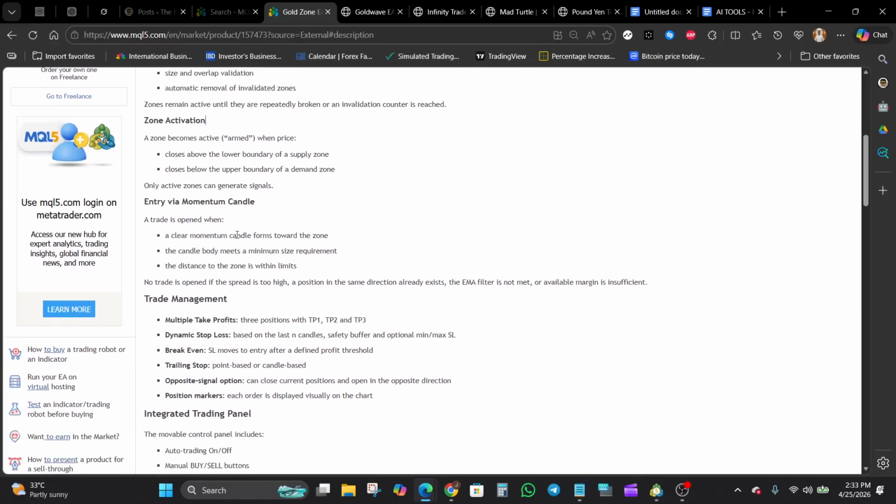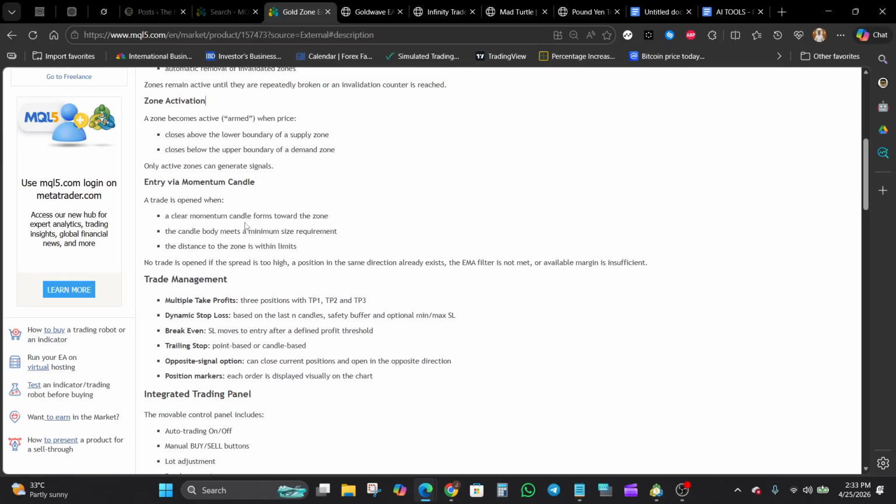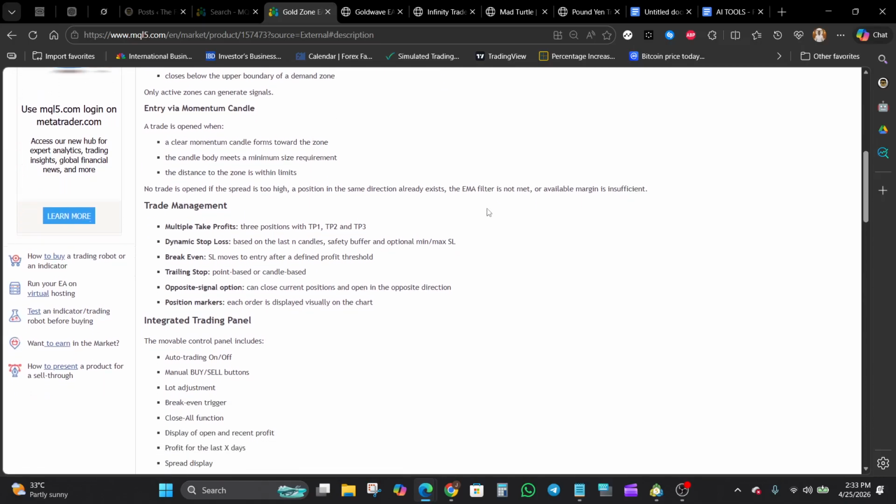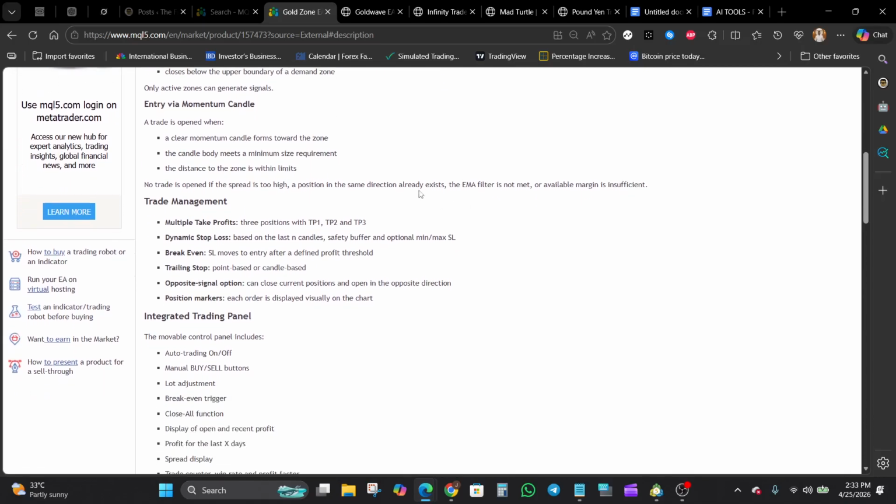Next is the momentum based entry. All right. This is where things get interesting. The EA doesn't just trade the zone, it waits for a strong momentum candle in the direction of the trade with minimum candle body size, control distance to the zone. So this tells me it's combining structure and confirmation, which is a much stronger approach than blindly placing limit orders.